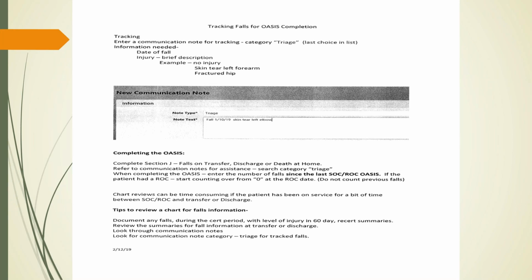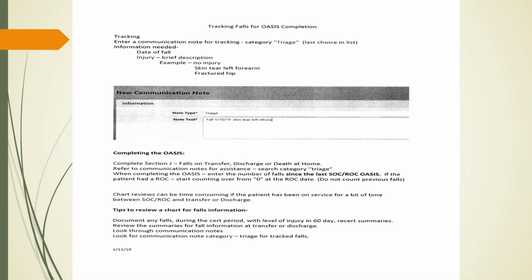So the easiest way to do that is to go back into communications, put in your triage notes, and just look down and say, okay, what were the dates, any falls, what was the injury? For this patient, he had a fall on 1/10, that was a skin tear. My ROC was on 1/15, so that tells me I'm not going to include that fall. They're listed nicely, and it's a good tracking mechanism so that when we have to answer this at the end, we're getting the accurate information that we need.